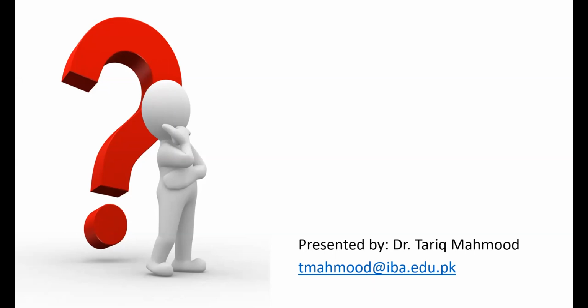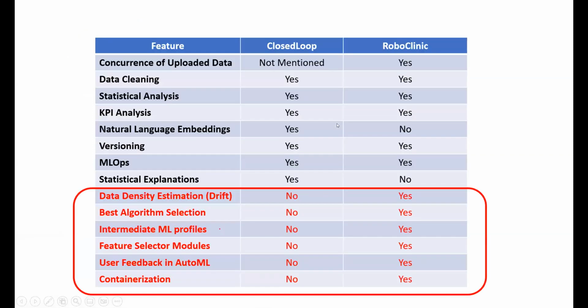My question is regarding the previous slide, the comparison table. Can you please go to this slide? Yeah, here. What do you mean here by natural language embeddings as an additional feature for closed loop? And how can it be utilized?